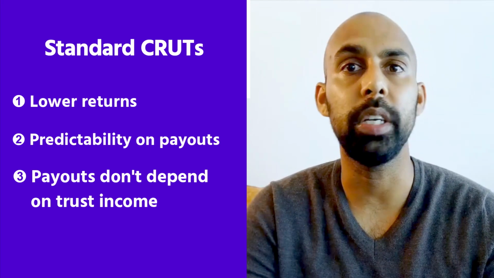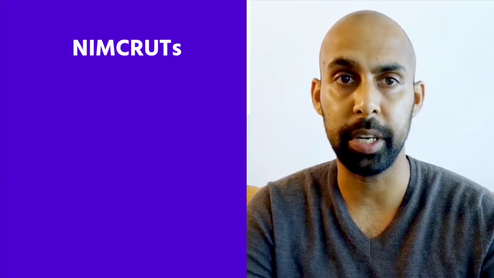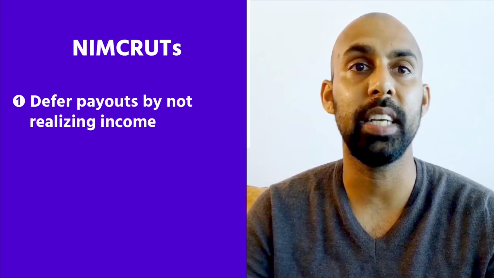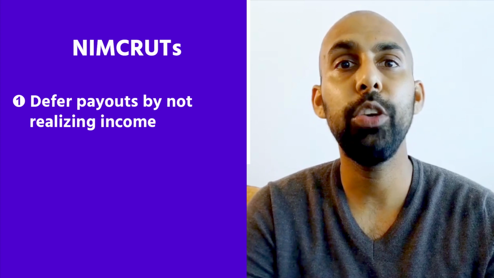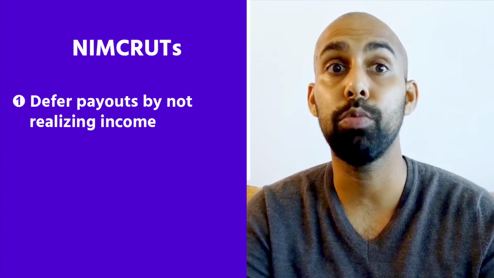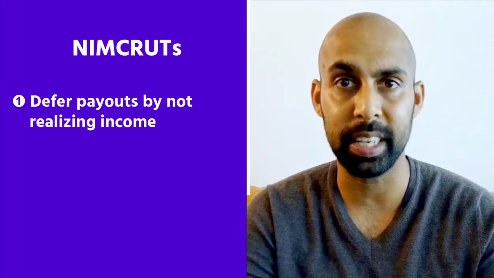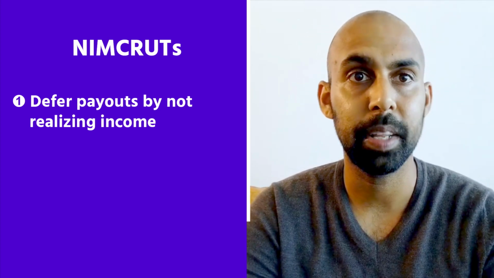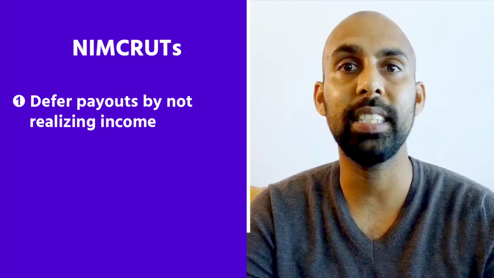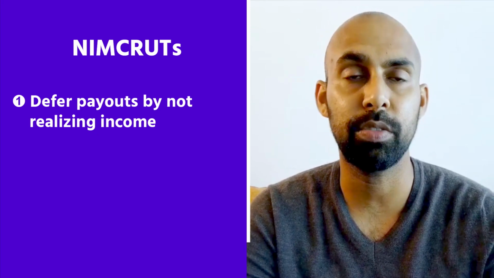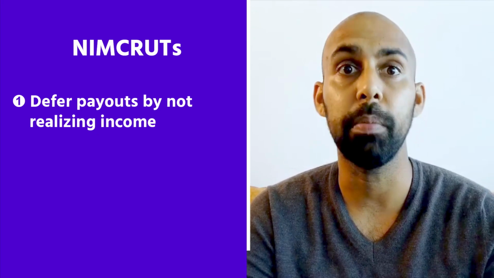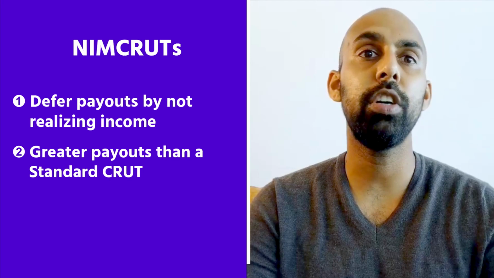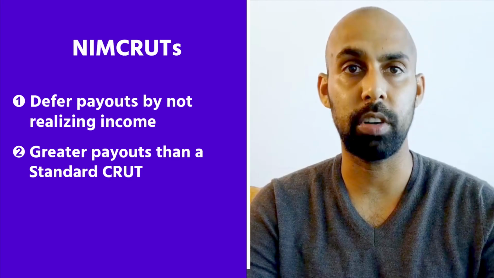Now imagine if you don't need distributions every single year. With a NIMCRUT, you can defer your payout by choosing not to realize any income inside the trust. You can withdraw the assets from the trust when you're ready by selling assets and realizing income, because a NIMCRUT is constrained by the income realized in any given year. In the meantime, it allows your assets to stay inside the trust and grow tax-free for a longer period of time, creating more value for yourself. As a result, a lifetime NIMCRUT might see as much as 30 to 50% greater payouts than a Standard CRUT.